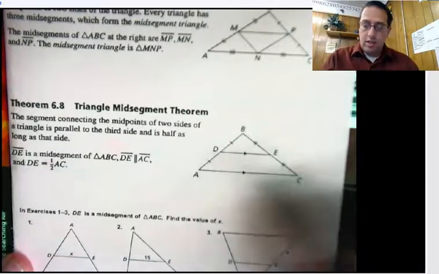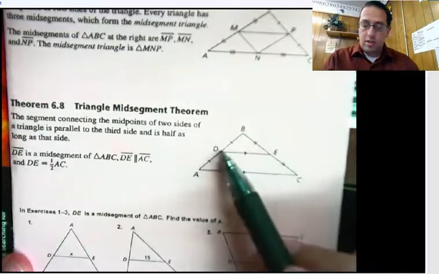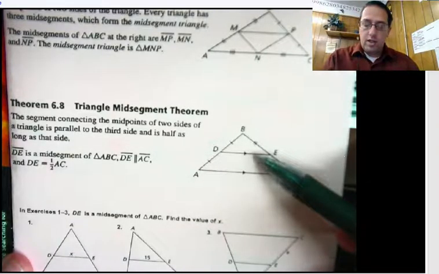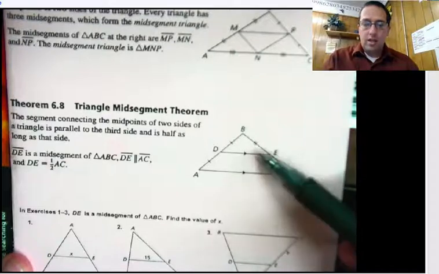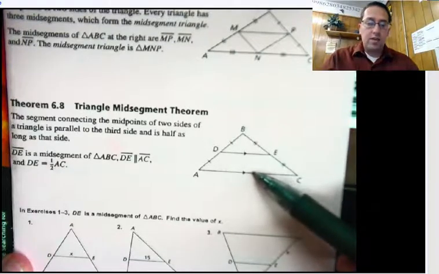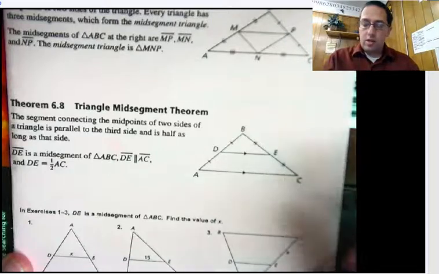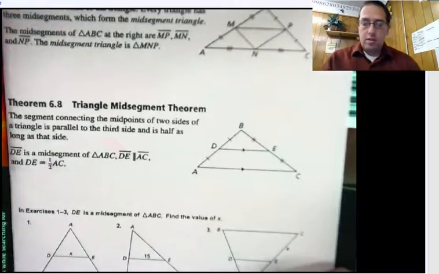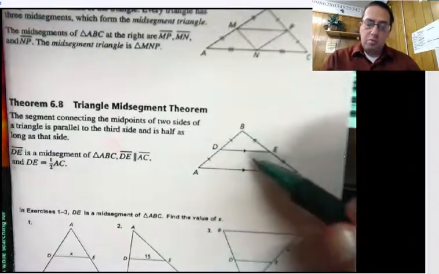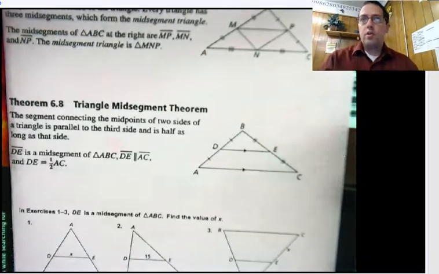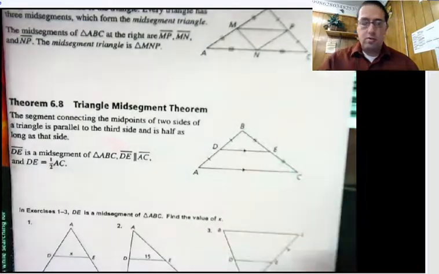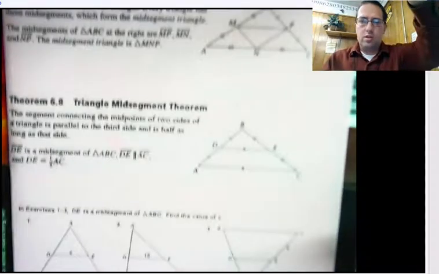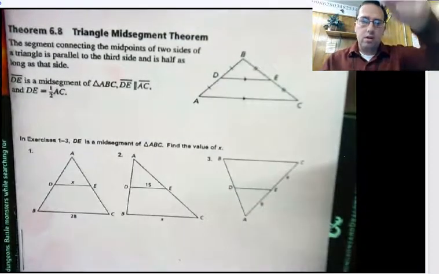So DE is our midsegment because it's between two midpoints. DE is parallel to AC, and DE is going to be half the length of AC. That's interesting, and pretty easy stuff: parallel, half the size. So not a whole lot here. And that's the midpoint, so these two are congruent. Those two are congruent. So this is actually a pretty good, easy lesson. Not a whole lot to it.